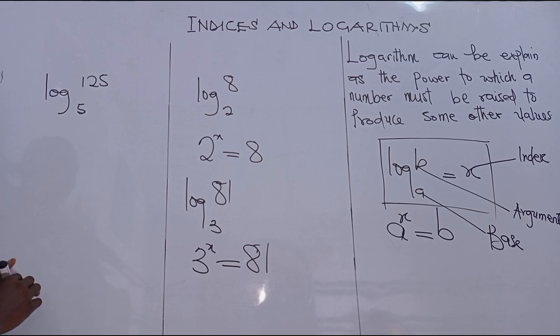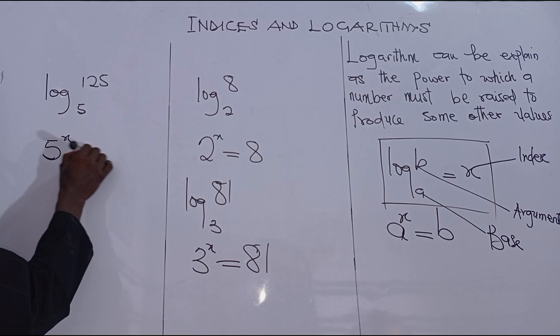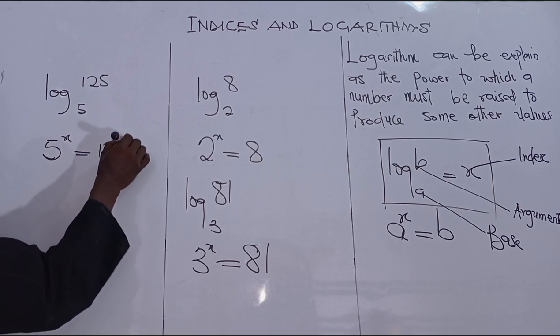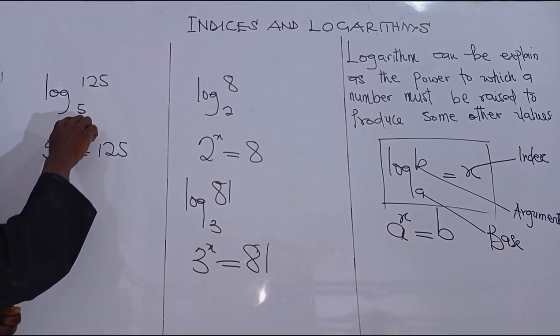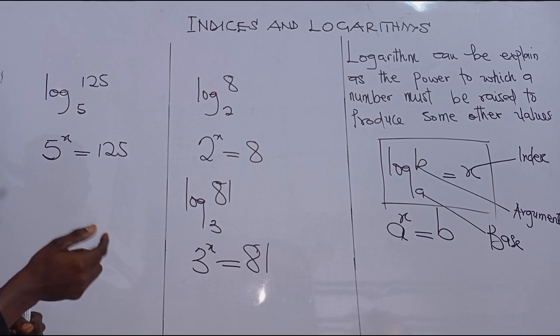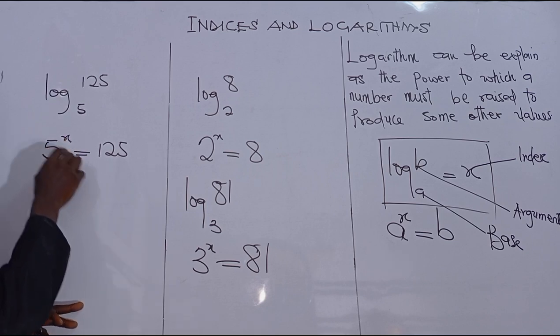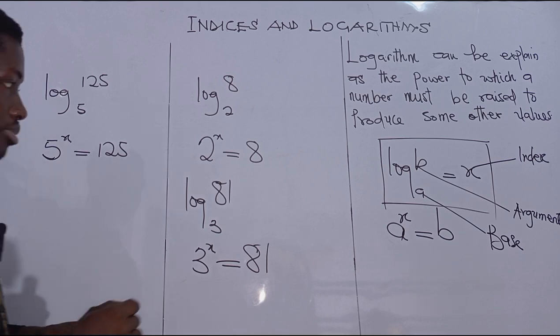Last but not the least, when you have log of 125 to the base of 5, we can write it as what? 5 raised to the power x is equal to 125, which means to what power must we raise the base, which is 5, to give us what? 125. In other words, 5 raised to what power will give us 125.